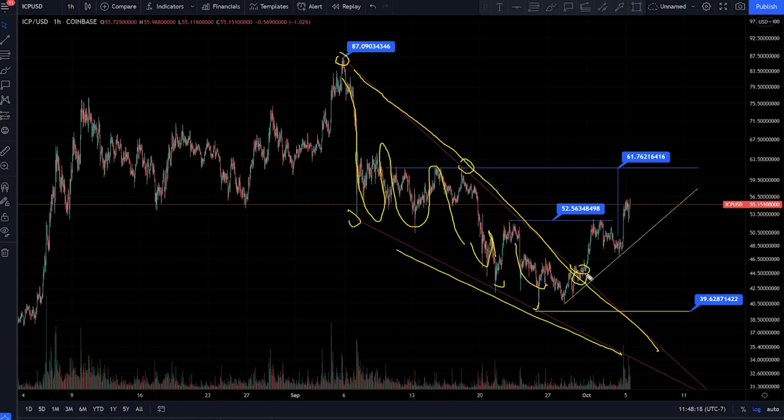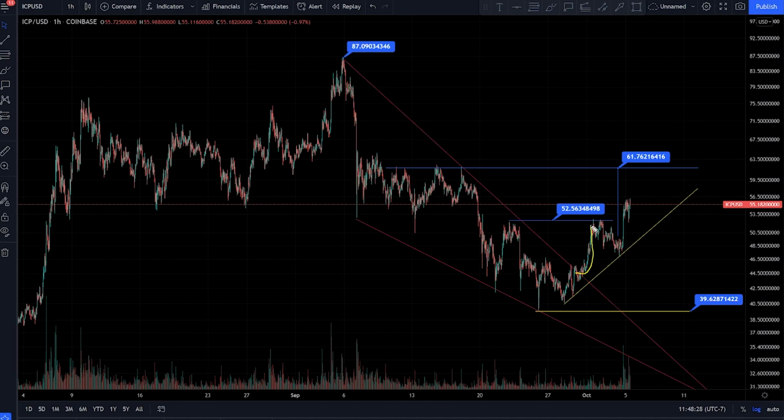Near the end of September, ICP broke out of the resistance of this falling wedge and ran to 52.5, where it tested the prior high and got rejected. The price retraced, more like a consolidation. If we look at the price pattern, ICP was forming this little cup and handle. And today, the price broke out on very strong volume.